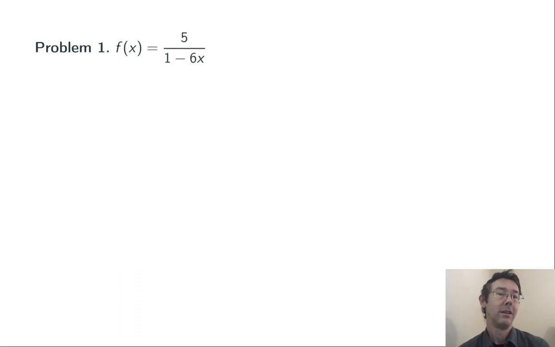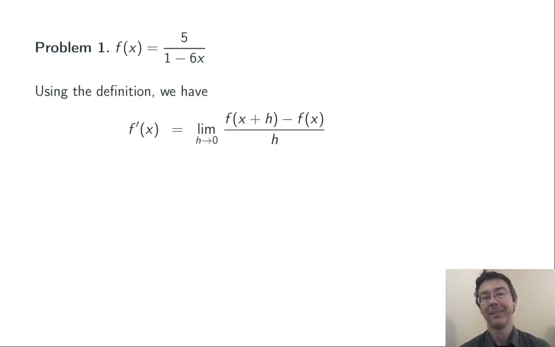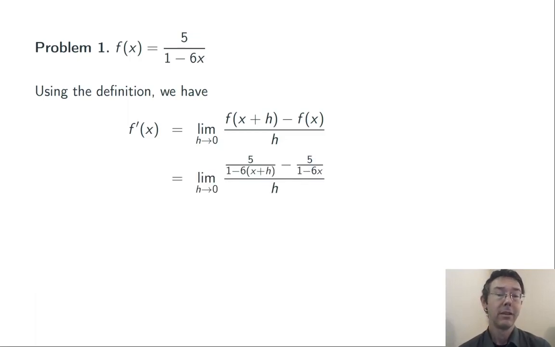Problem 1, f of x equals 5 over 1 minus 6x. We're going to use this limit definition, of course, and the way we're going to do it is by taking x plus h, plugging it in for x inside the definition of f, and then subtracting off f and dividing the whole thing by h.